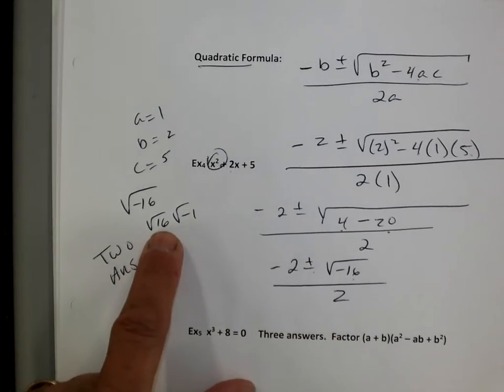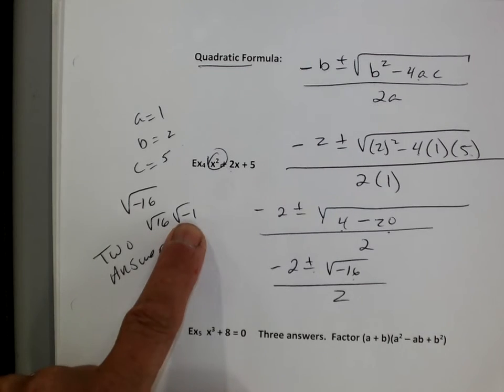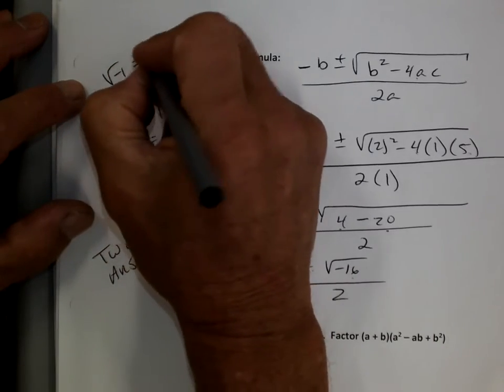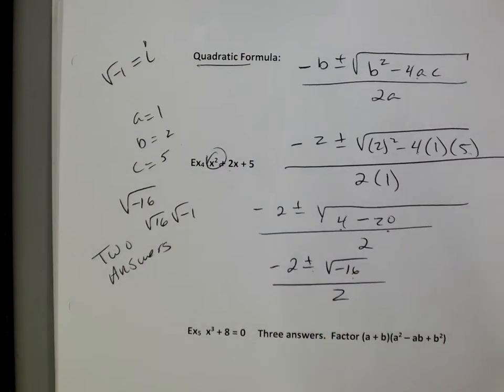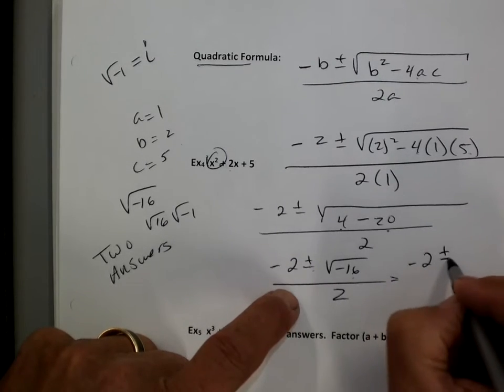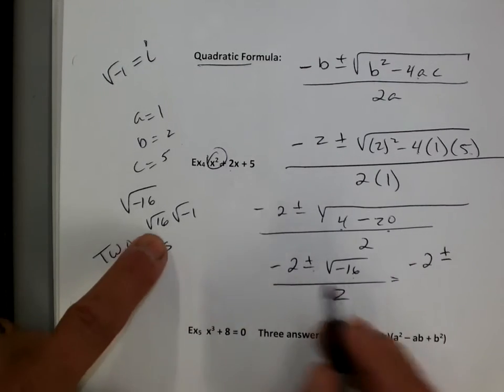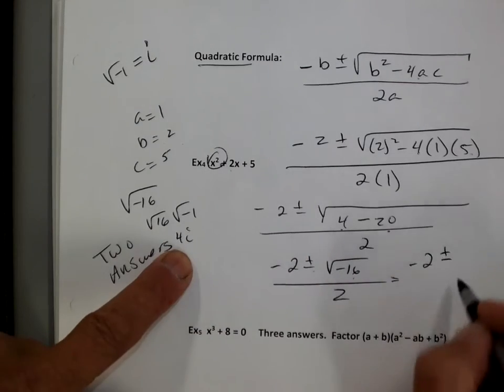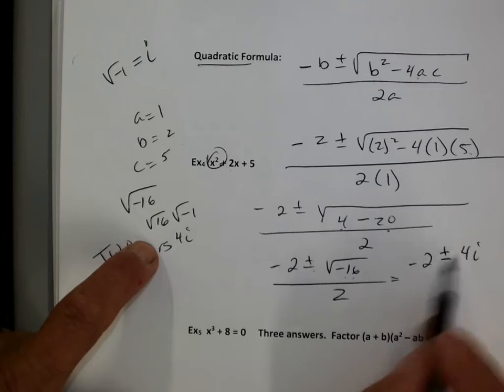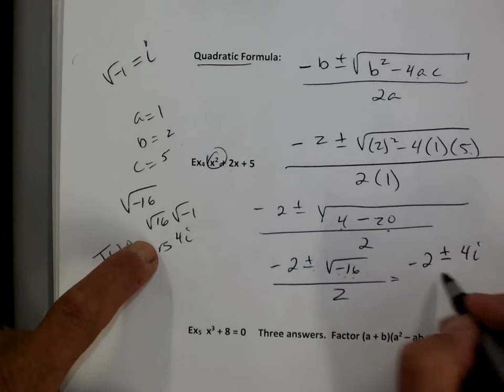The square root of 16, that's easy. That's 4. But this, you can't do. But we know that the square root of negative 1 is i. It's that imaginary number. So let's rewrite this. We're going to have negative 2 plus or minus 4i, right? The square root of 16 is 4, and then the negative square root makes an i, all over 2.